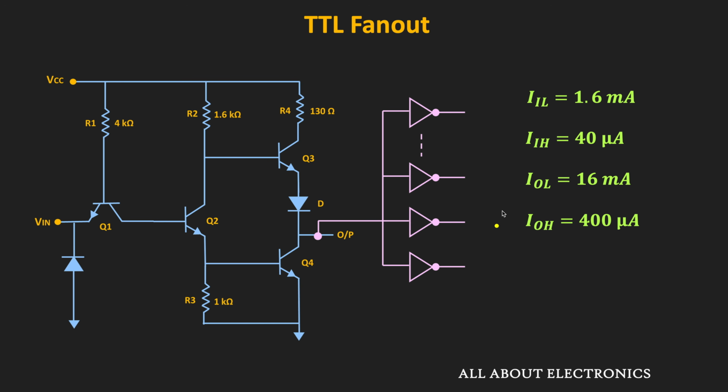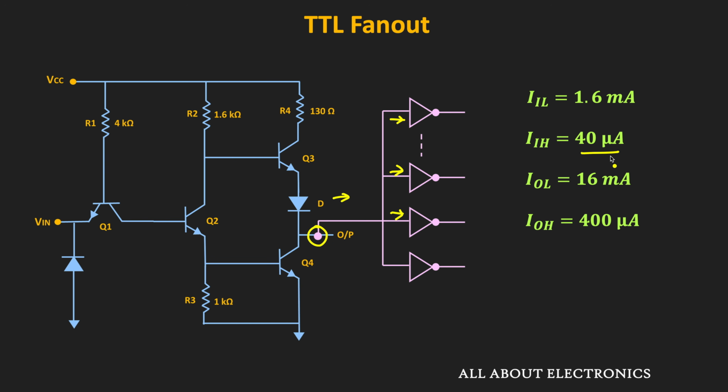So similarly, let us see the high state fan out. For that we need to see the IOH and the IIH. So this IOH is the maximum current that the logic gate can source when its output is high. So for example, when this output is high, then it will supply the current, and this current will flow through the other logic gates. That means the other logic gates which are connected at the output of this logic gate will sink that current.